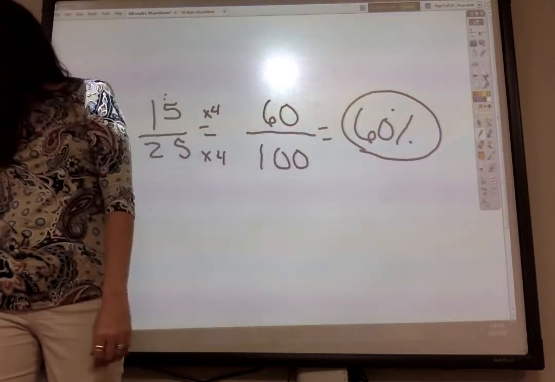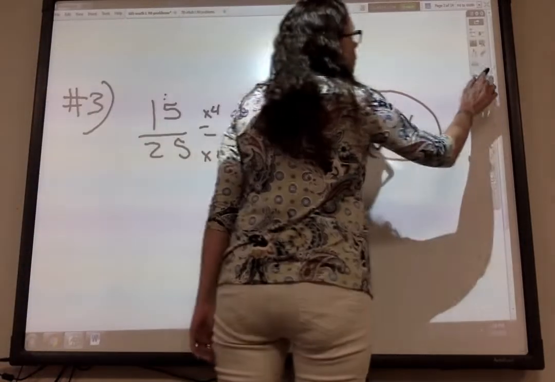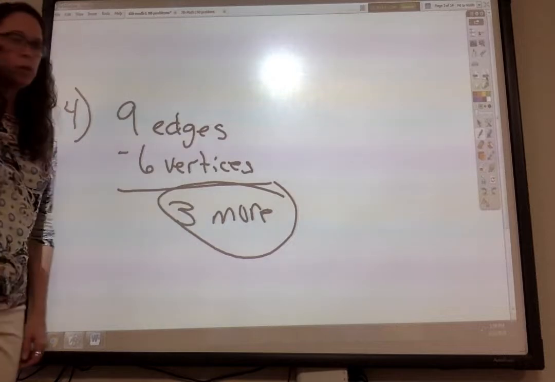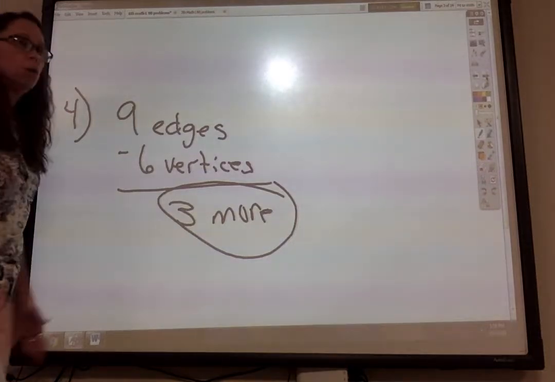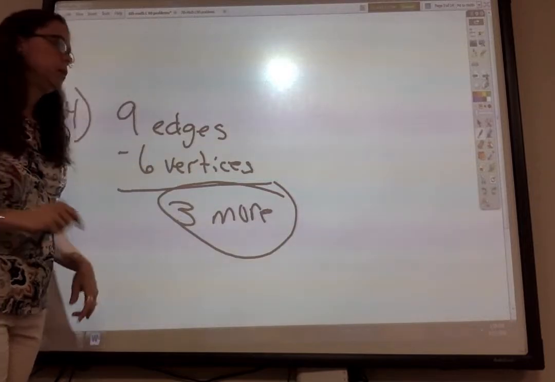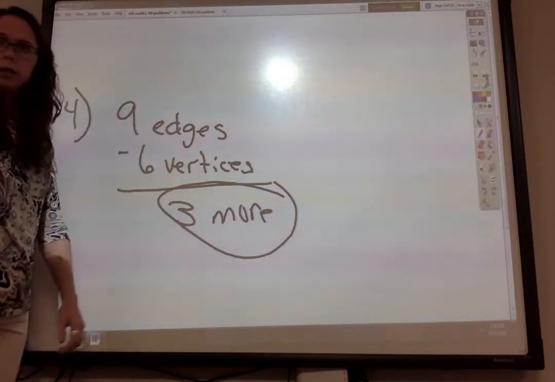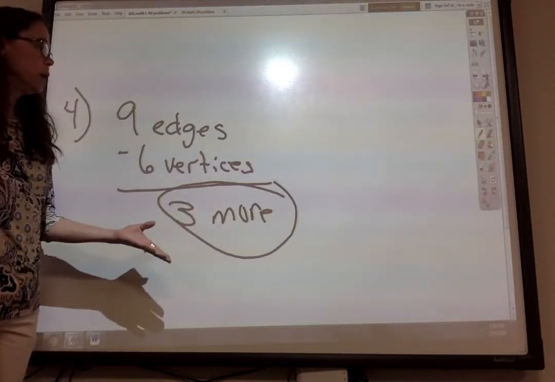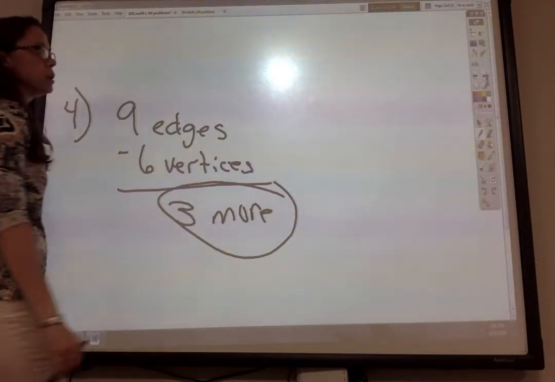The next one is number 4. We have the triangular prism there. They ask how many more edges than vertices are there. Remember, edges are where the faces meet. Vertices are the corners. So in this shape, there were 9 edges. I take away the 6 vertices. There were 3 more edges than vertices.